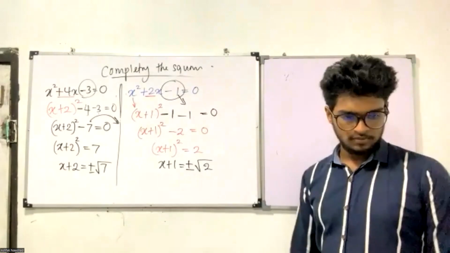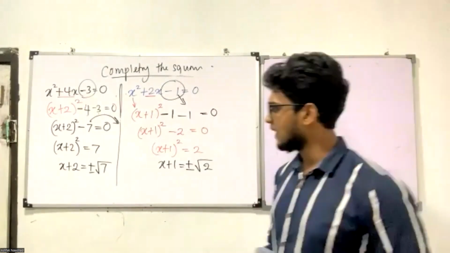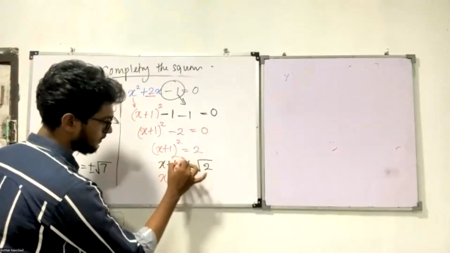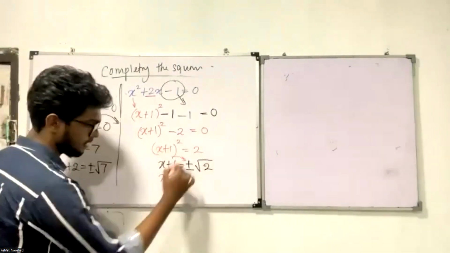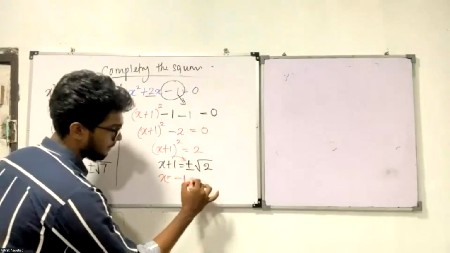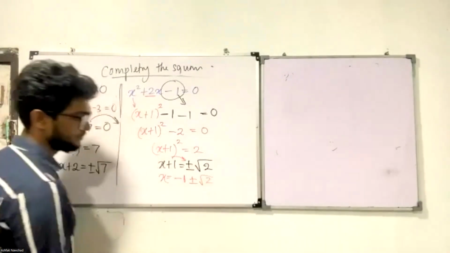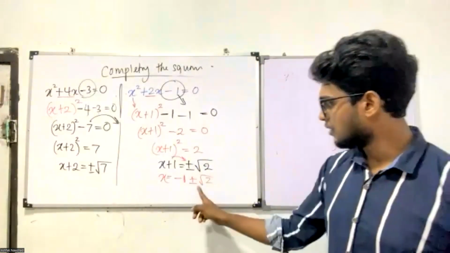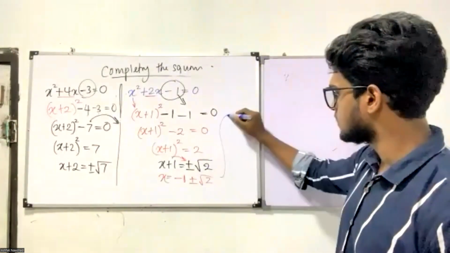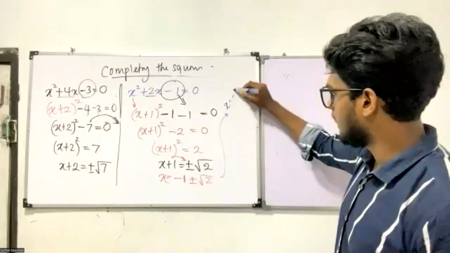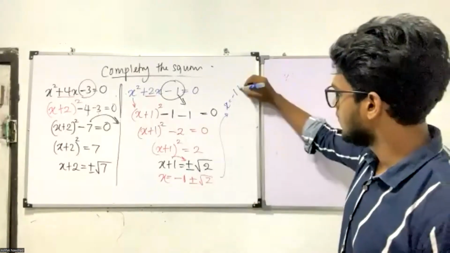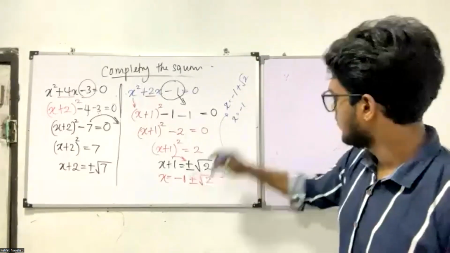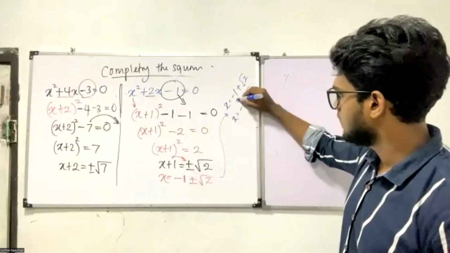Okay. So we get answers for x. Here we get x equals, you have to remove the plus 1. So plus becomes minus. Minus 1 plus or minus root 2. See, there are two results for x. One is x equals minus 1 plus or minus. It can be plus root 2, or else x is minus 1 minus root 2. Is this clear?